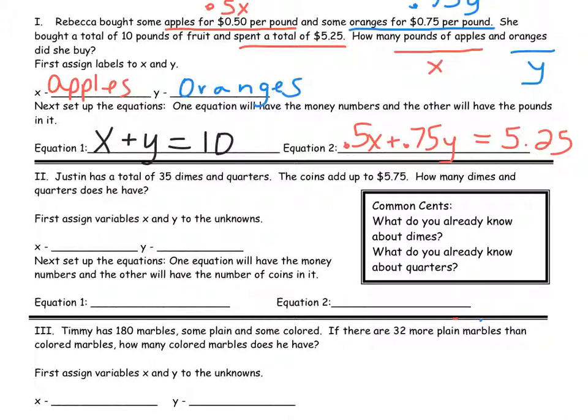So first thing we need to do is figure out what our two variables are. Well, it says right here we're dealing with how many dimes. So that's going to be one variable. I'm going to go ahead and make that an x. And how many quarters. That's my second variable. I'm going to make that a y. So I can go ahead and write this out. X is dimes and y is quarters.